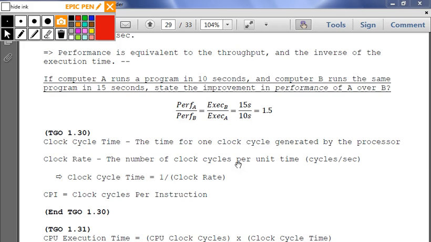So, performance A over performance B. We're trying to get a ratio, right? We know that the execution time is 1 over the performance. That means performance A over performance B is equal to the execution time of B over the execution time of A. Since the execution time of program B is 15 seconds and the execution time of A is 10 seconds, we develop the ratio of 15 seconds over 10 seconds, which equals 1.5. So when the question is, state the improvement in performance, it's a factor, 1.5.